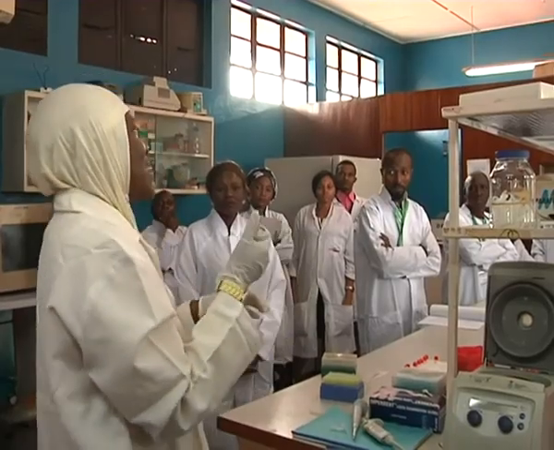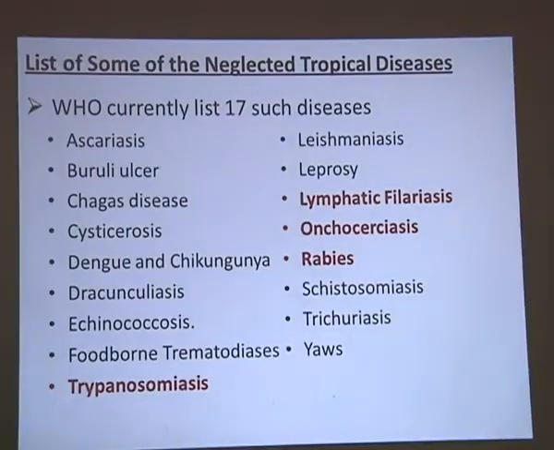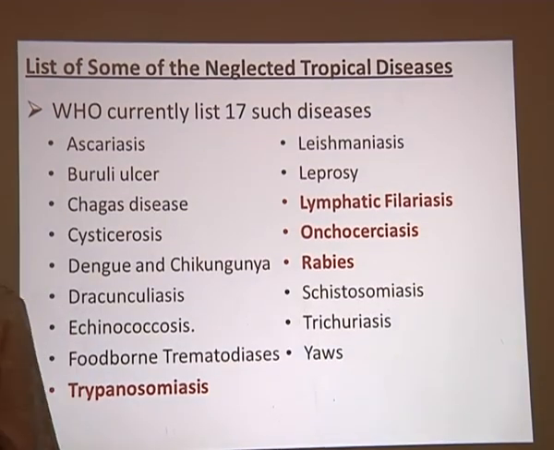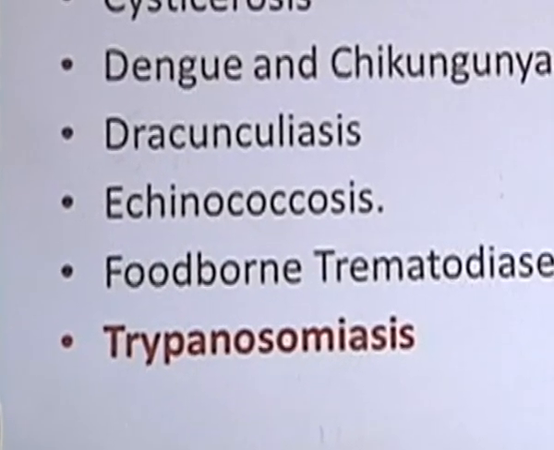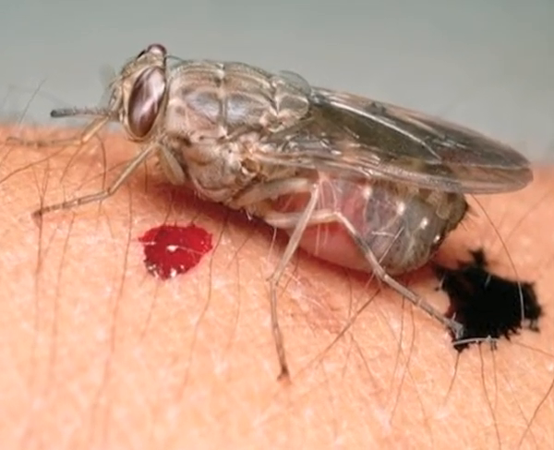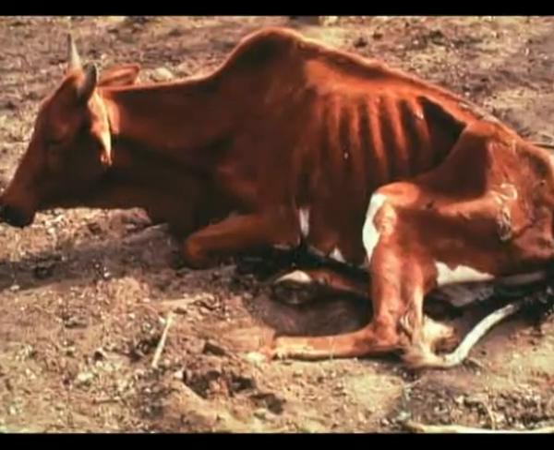It's a 3-day workshop on species-specific diagnosis for selected laboratory technologists around Nigeria. Of the 17 neglected tropical diseases listed by the World Health Organization, this training focused on trypanosomiasis or sleeping sickness, caused by the tsetse fly insect vector and how it threatens livestock development, particularly cattle.